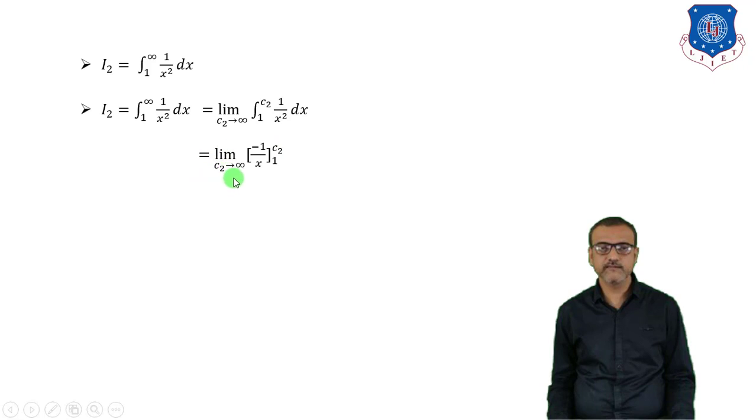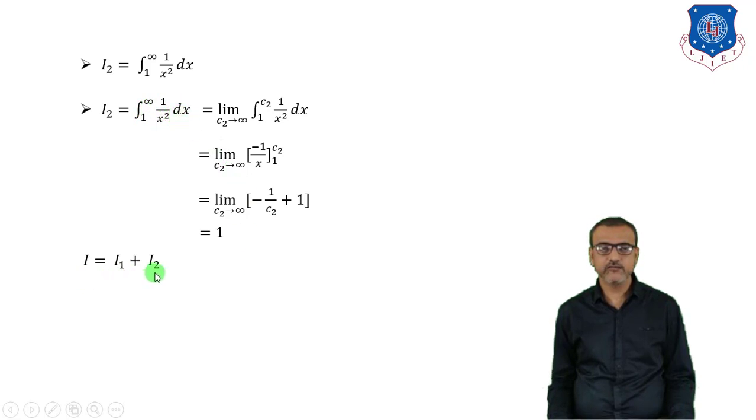So this is equals to limit c2 tends to infinite, minus 1 upon x, and its limit is from 1 to c2. Now for upper limit c2 it will become minus 1 upon c2, and for lower limit 1 it will become plus 1. Now as c2 tends to infinite, 1 upon c2 tends to 0, and 1 minus 0 gives 1. So this is the answer of integration from 1 to infinite, 1 upon x square dx.